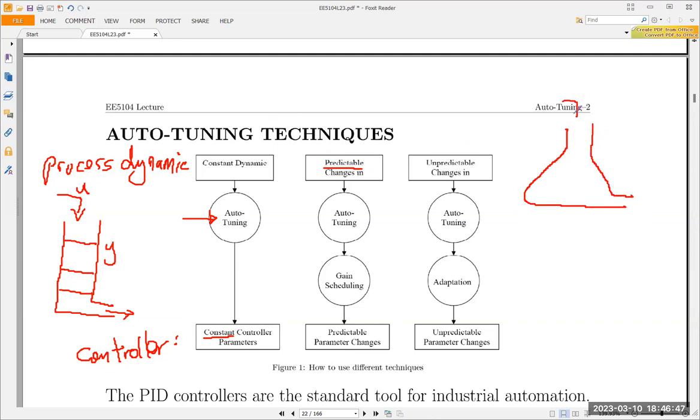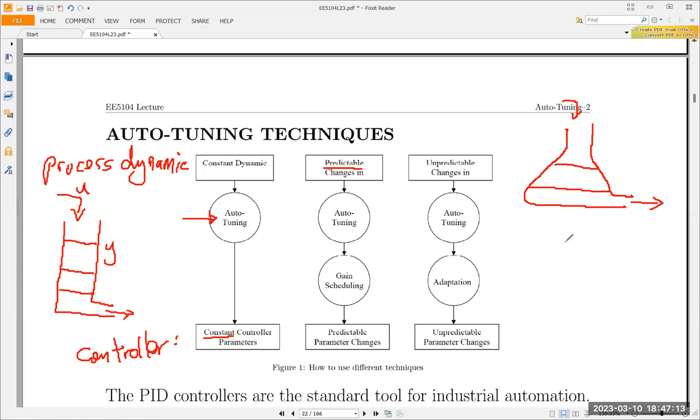So if the input is here, and then a chemical reaction takes place, you see, if the level is here, and if the level is here, you know the cross-sectional area is different. The gain and the time constant when your level is different will be different. All right. So the transfer function at this level and the transfer function at this level will not be the same.